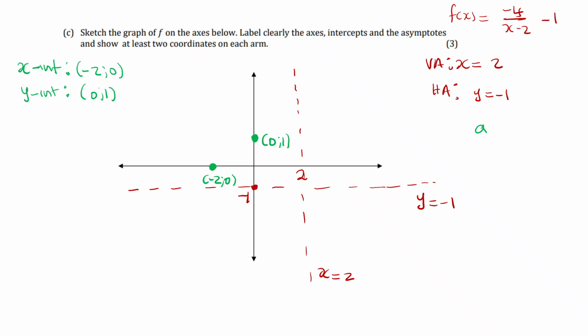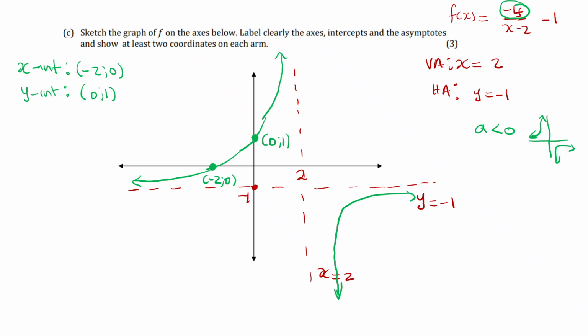Look at the value of a here. The value of a is negative. So a is less than 0. And if a is less than 0, your graph will be in the second quadrant and quadrant 4. So the second quadrant is this one, but make sure that your graph doesn't touch the asymptote. This is how the graph will look. And then the other one will be in quadrant 4. But make sure that your graph doesn't touch your asymptotes. When you have it like this, everything is good.